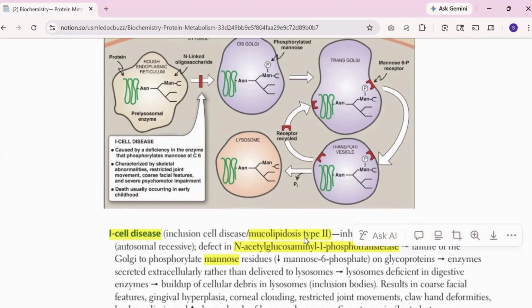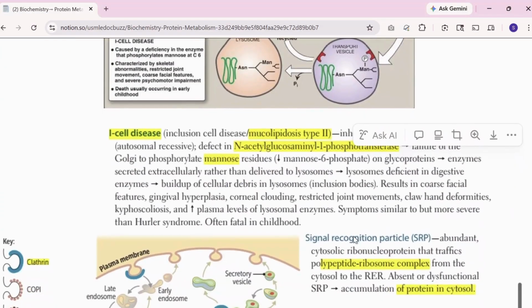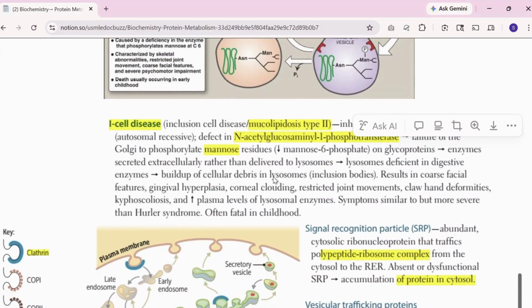So within the cells, if you start to accumulate these glycoproteins over and over and over, right? You see buildup of cellular debris in lysosomes. These are called inclusion bodies. Results in all these different physical deformities. Okay, gingival hyperplasia, important. It's not just phenytoin or calcium channel blockers. You have a disease now, right? Corneal clouding, similar to Hunter. I think it was Hurler, my bad, right? Restricted joint, so actual bony deformities, right? Kyphoscoliosis. Okay.